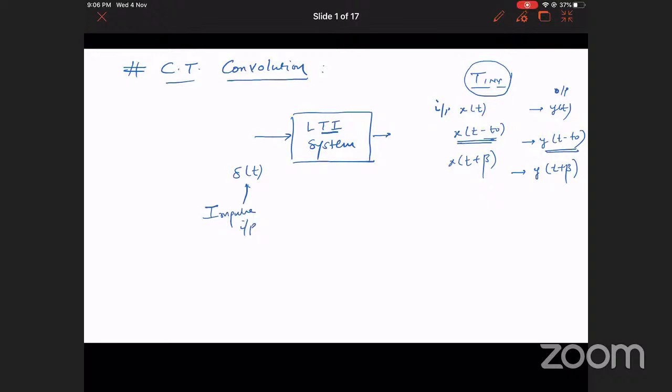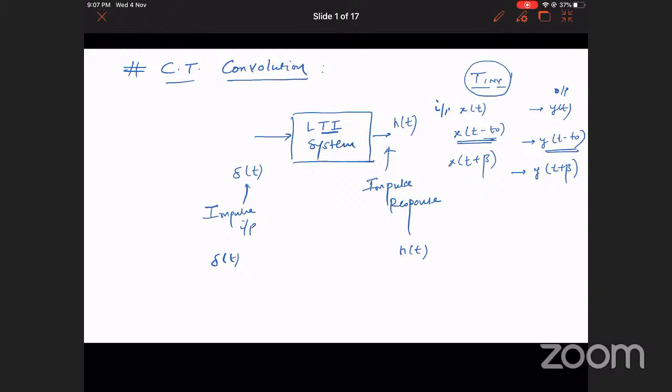Then, if the input is an impulse input, of course, the output is the response given to the impulse input. Therefore, the output is called an impulse response. Such an impulse response is denoted by the letter h of t. So if del of t happens to be the impulse input, h of t is called the impulse response. I hope you understand my point. So for example, if you apply del of t as input, what you are ultimately getting is h of t.